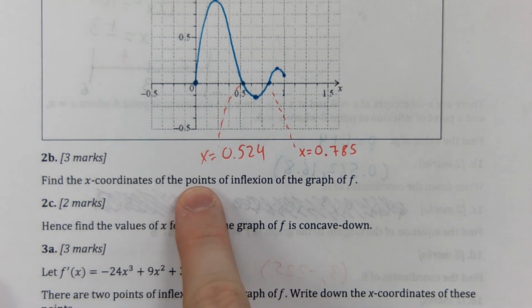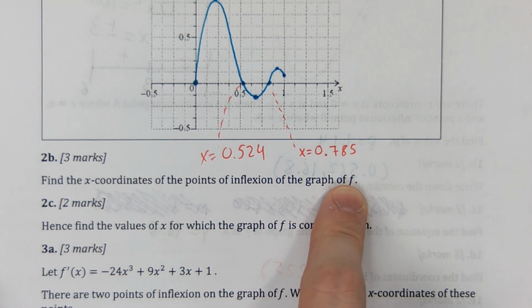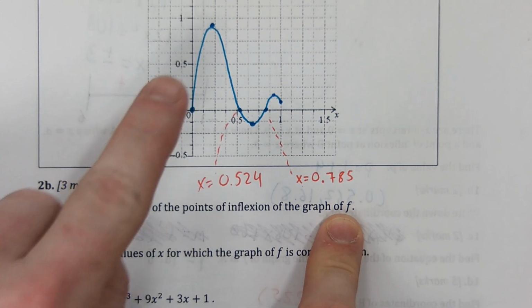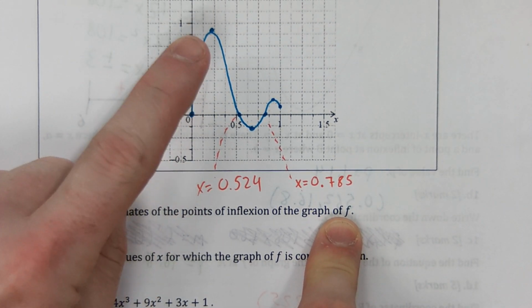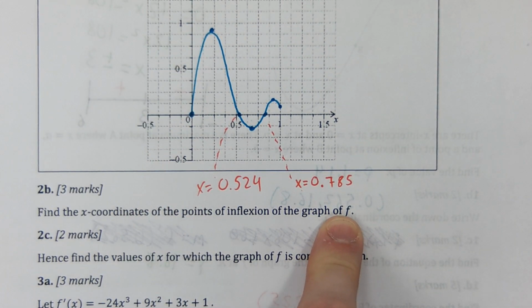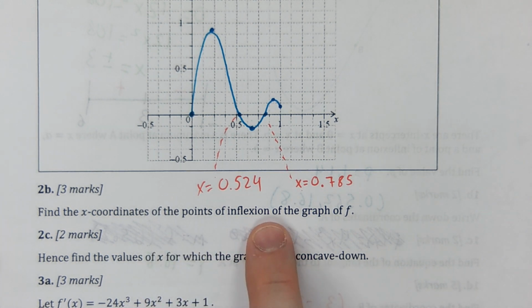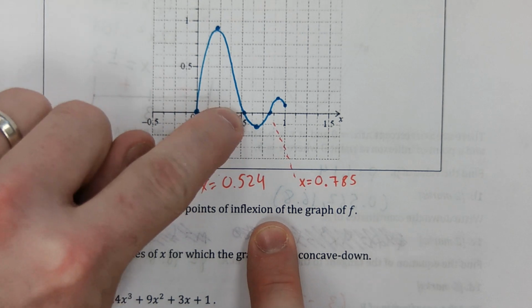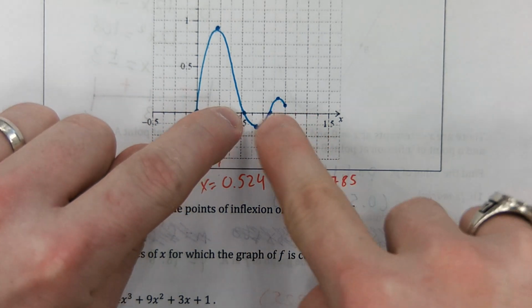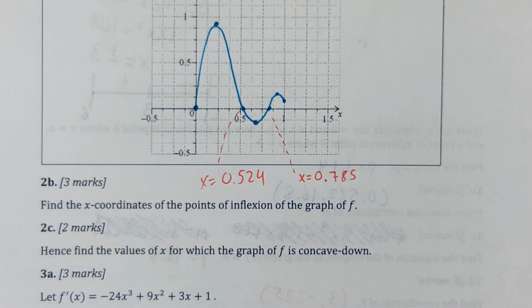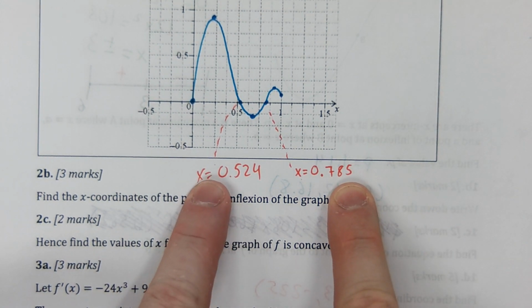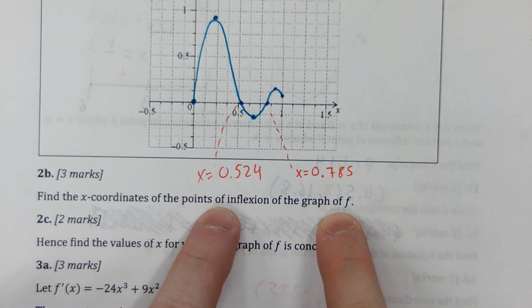Anyway, it says find the x-coordinates of the points of inflection of the graph of f. Be really careful, please. This isn't f. This is f double prime. Points of inflection happen when f double prime goes from positive to negative or from negative to positive. So when it says find the x-coordinates of the points of inflection, they're right there. Those are the answers for 2b.